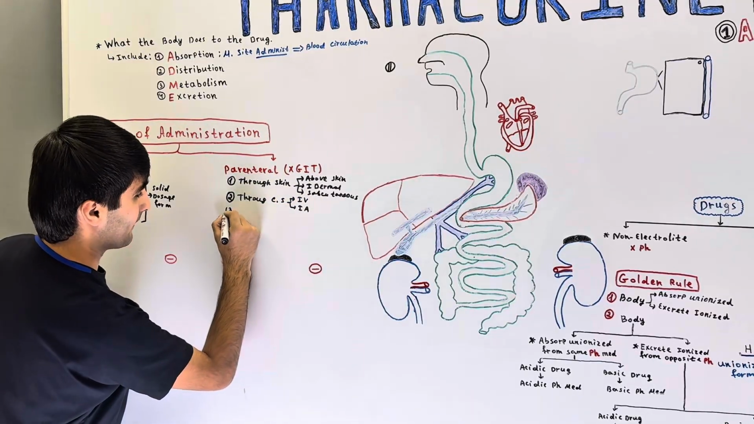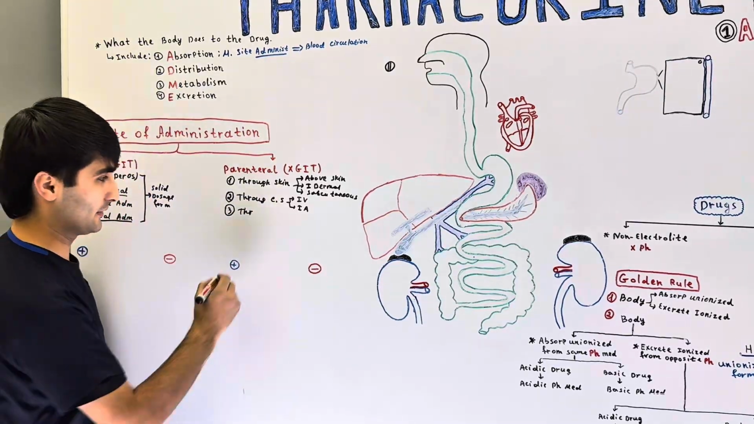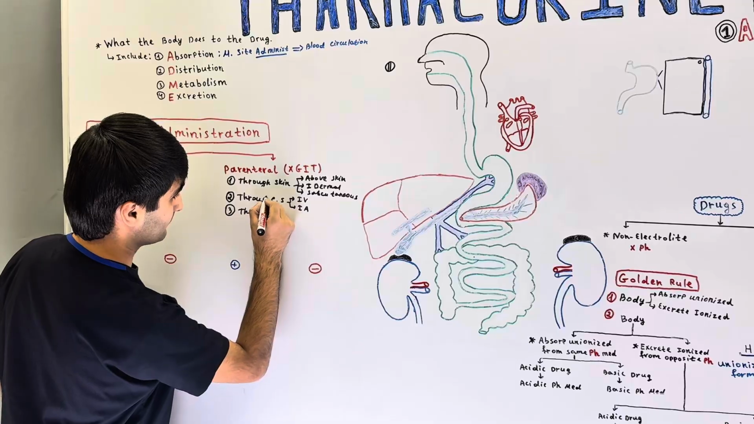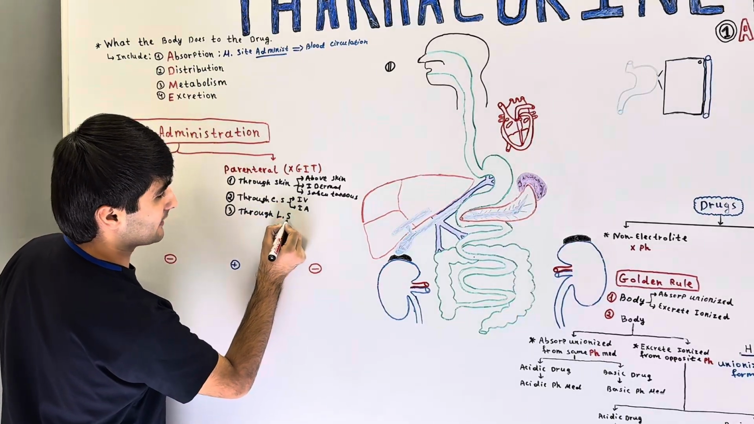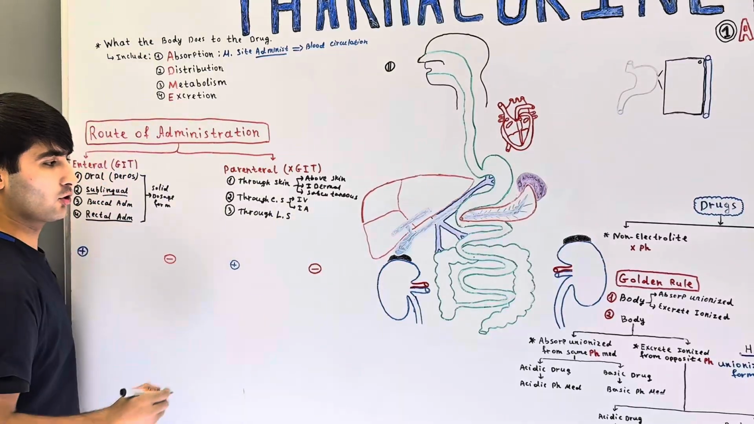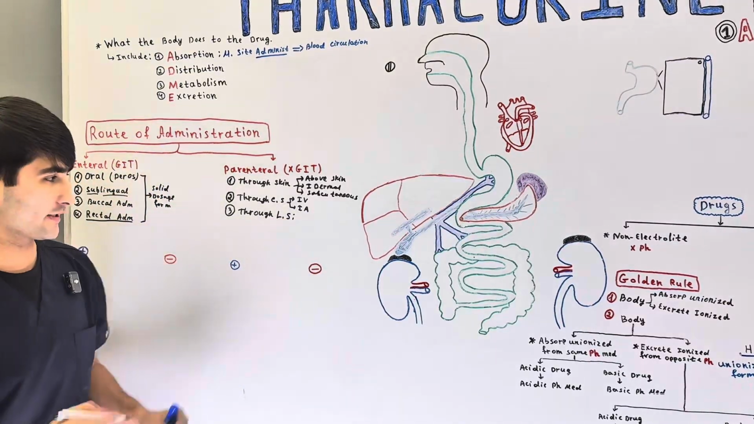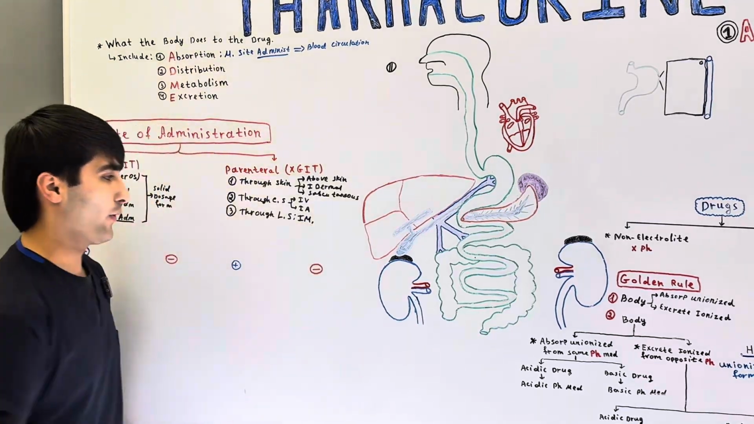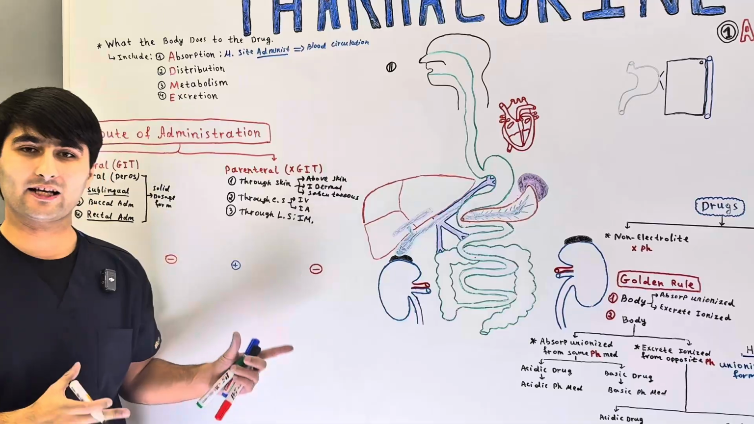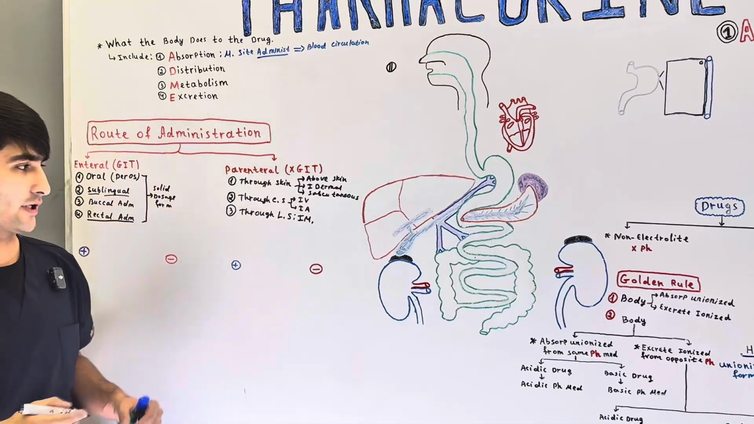The third one: the drug can also be taken through the locomotion system. How can we give drugs through the locomotion system? For example, intramuscular injections. We inject the drugs into the large muscles of the body, in the gluteus muscle or deltoid muscle.